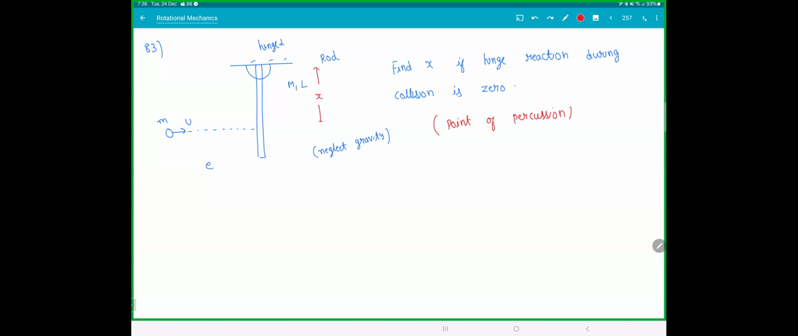But from this question, if you see, there is one particular spot on the bat. If you can hit the ball at that spot on the bat, the hinge reaction is 0. That means the batsman will feel very little stress on his hands, isn't it?